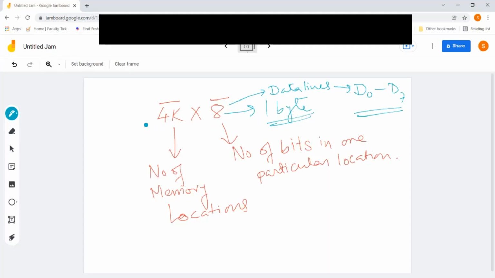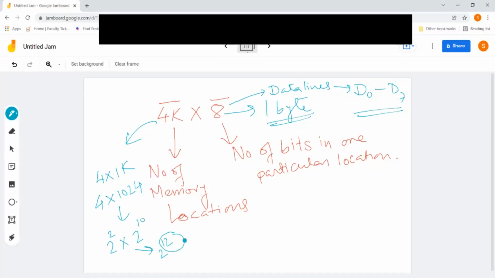The first quantity decides how many address lines. Address lines are not given directly, they are given in a decoded format. 4K means 4 into 1K, 4 into 1024. Now we will represent this as a power of 2. 4 can be represented as 2 power 2 and 1024 as 2 power 10. So that means 2 power 12.